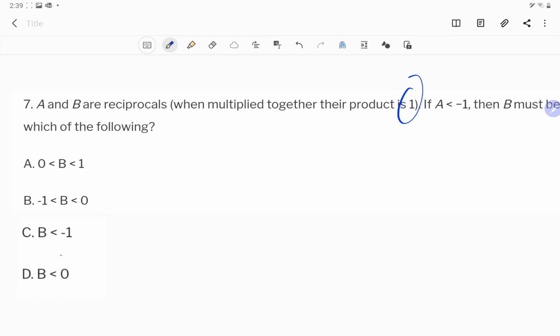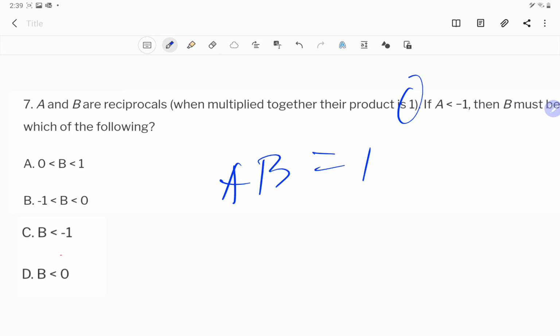We are told that A is less than negative 1, which implies that A is less than 0, correct? So we know that B is less than 0. We also know that A times B is equal to 1. So A is equal to 1 over B.